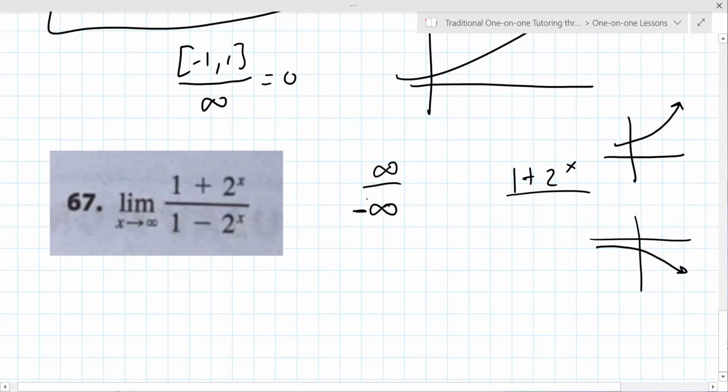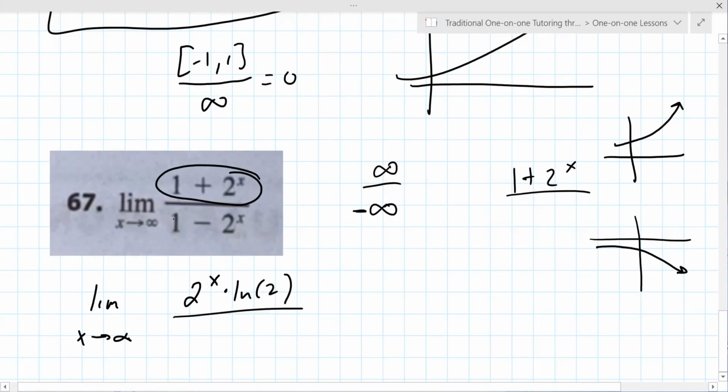Right. Okay. So before, you did cover L'Hopital's rule, right? I'm not telling you something new. Okay. When it's in indeterminate form, which we finally get one that is, you take the derivative of the top and the derivative of the bottom. So for 1 plus 2 to the x, the derivative of 1 is 0, and 2 to the x is itself times the natural log of 2. The derivative of the bottom: derivative of 1 is 0, the negative comes along with it. The derivative of 2 to the x is 2 to the x times natural log of 2, but there's this negative out in front.